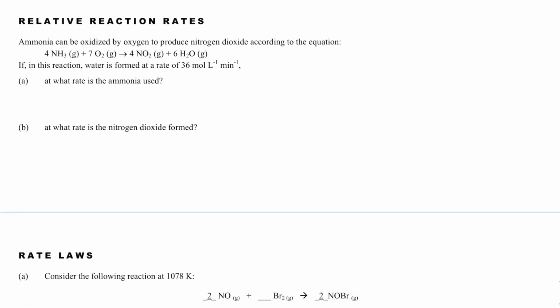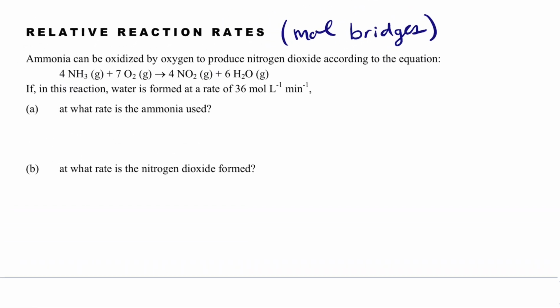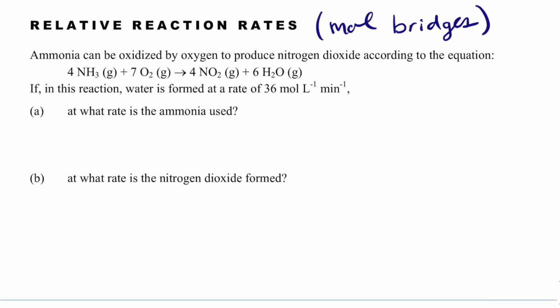Okay, let's look at relative reaction rates, and I kind of think of these as just mole bridges. So we have a reaction: ammonia plus oxygen gas produces NO2 gas and water gas. And I know that water is being formed at 36 moles per liter per minute, or we might see it as 36 molarity per minute.